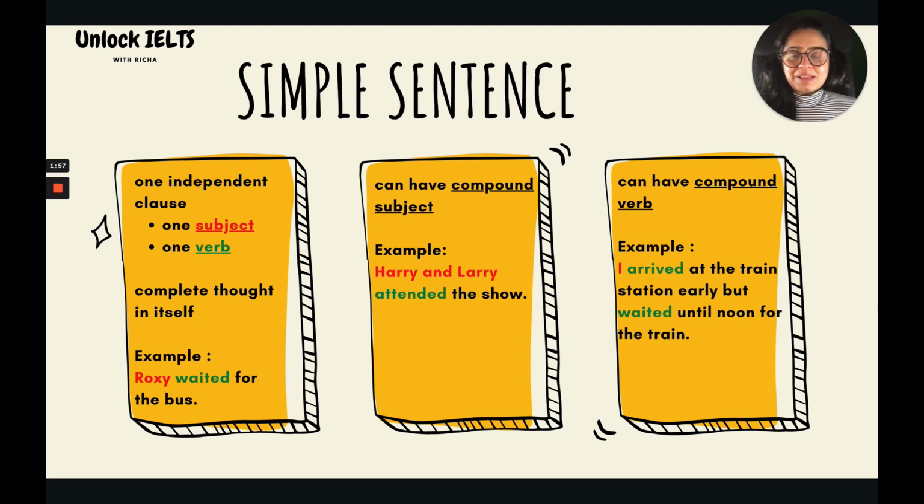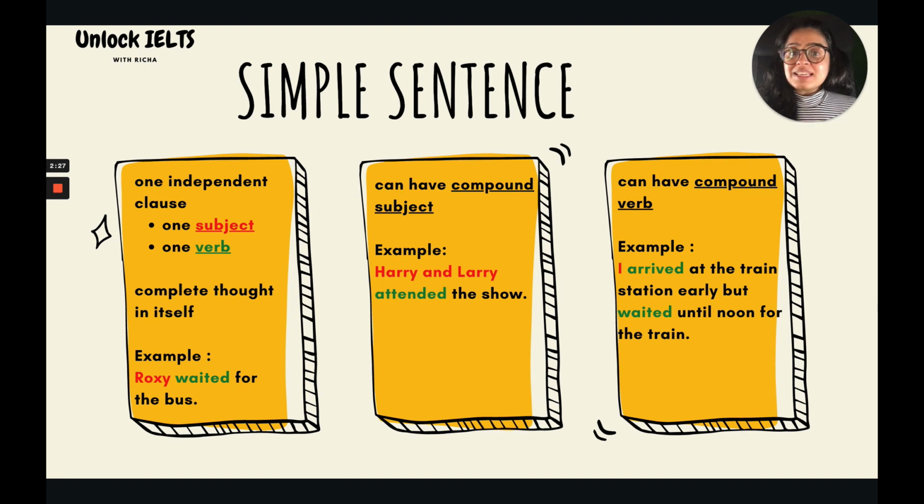Now what is a simple sentence? A simple sentence is one which has got one independent clause. That means it has one subject and one verb. A simple sentence is a complete thought in itself. Let's have a look at the example. Roxy waited for the bus. Roxy represents the subject and waited represents our verb.